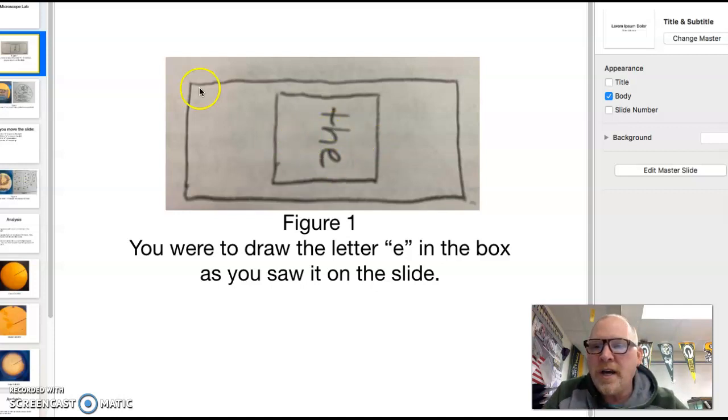This is one that I cut out of the magazine. It was the letters T, H, and E, and they were pretty small, so I just left them together. It was easier to manipulate and to put on the slide, and it also helps you with the orientation of the letters. So when I held the slide in my hand, this is the orientation of the T, the H, and the E.